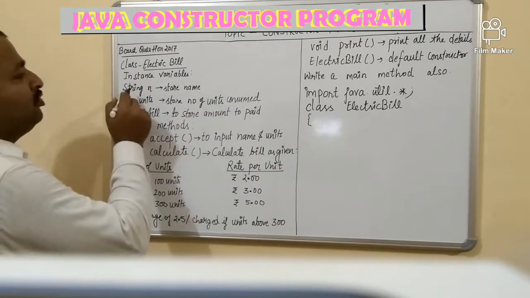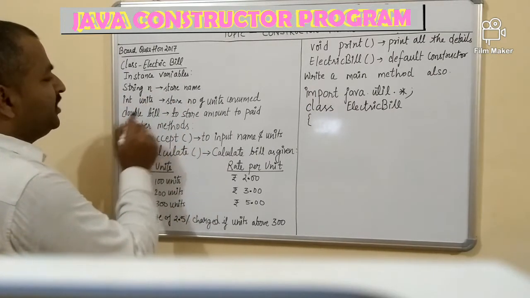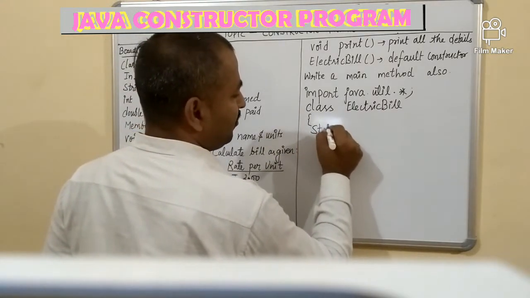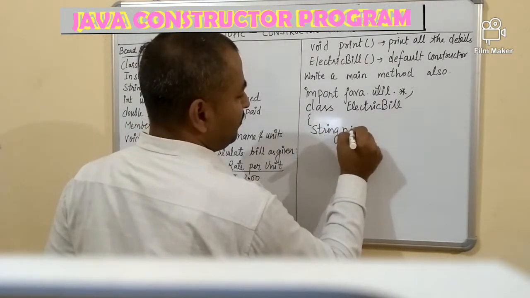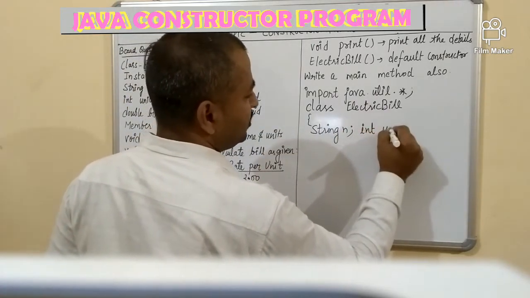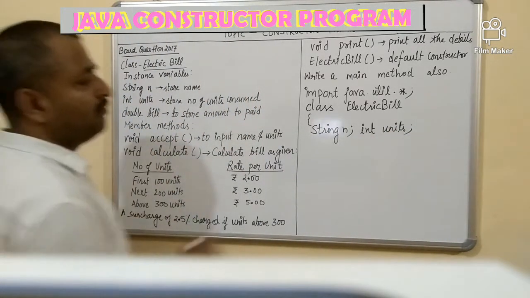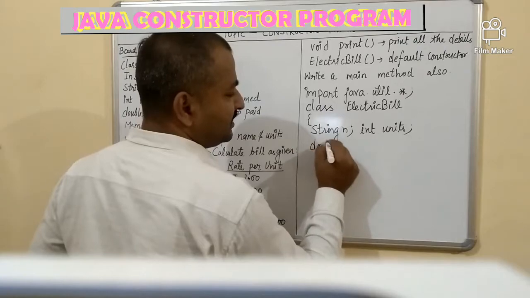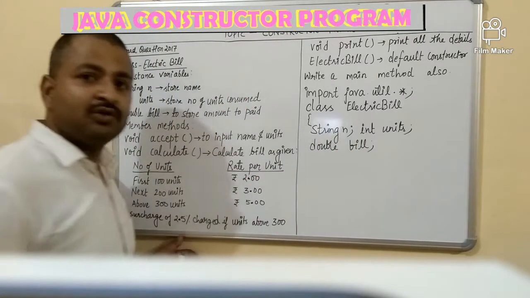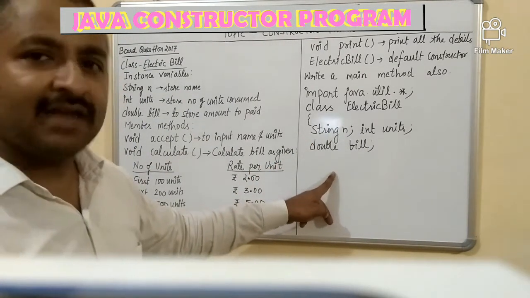Now you have to declare these variables, that is string n, int units and double bill. So take three variables: string n to store the name, next one is your int units, and next one is your double bill. So these are the three instance variables, students, that we declared inside the class.